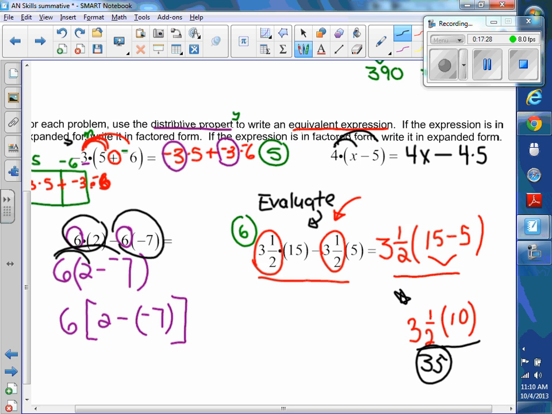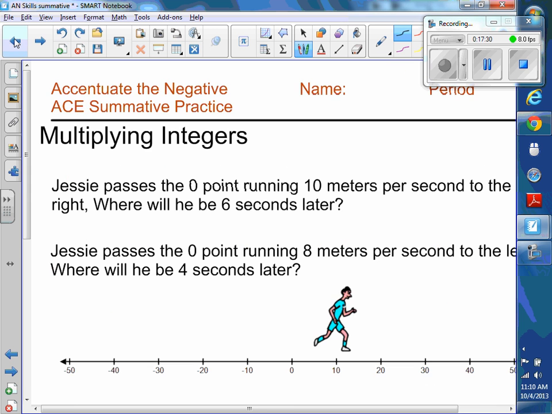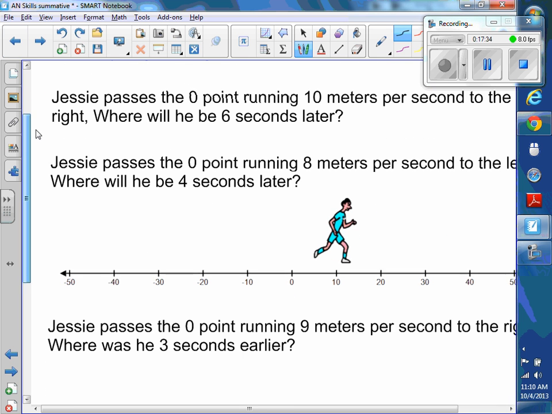Okay, ready to do the next stuff? Okay. So summative practice, that's what these are. Jesse passes the 0 point running 10 meters per second to the right. Okay, here he is. Where will he be 6 seconds later? So it's just his rate. What's his rate, Quinn? Yeah, how fast is he running? 10 meters per second. Uh-huh.